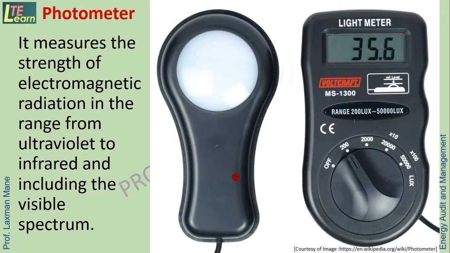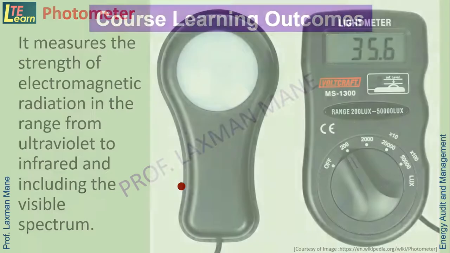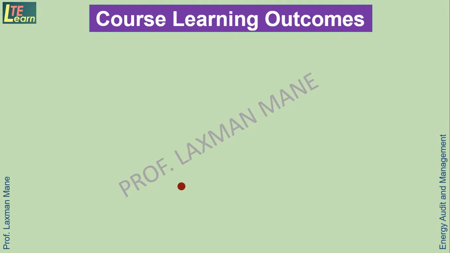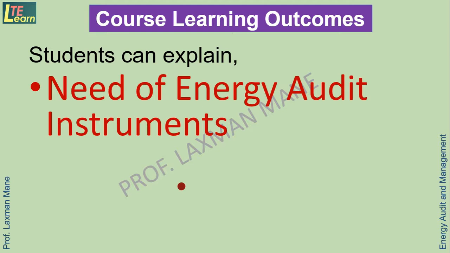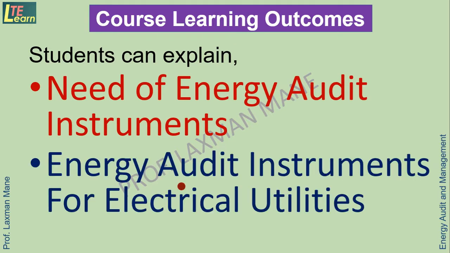Photometer measures the strength of electromagnetic radiation in the range from ultraviolet to infrared, including the visible spectrum. So at the end of this session you can explain the need of energy audit instruments and energy audit instruments for electrical utilities.